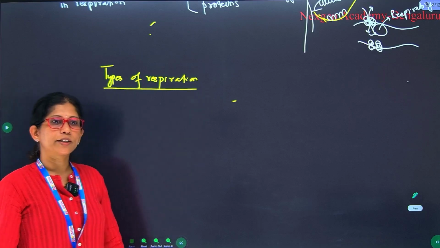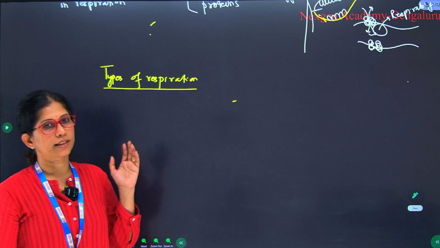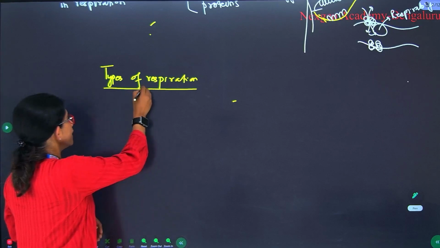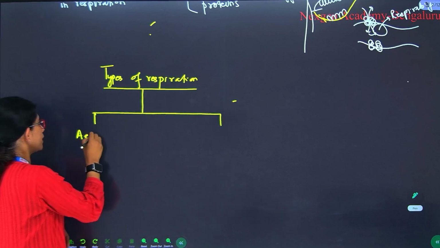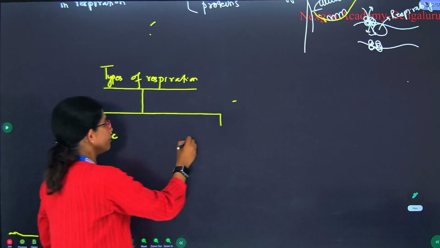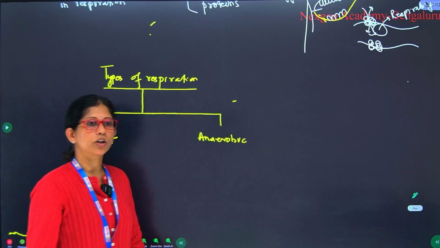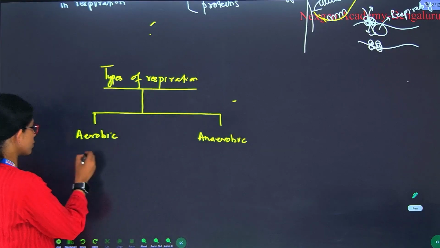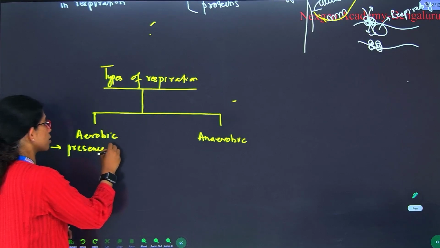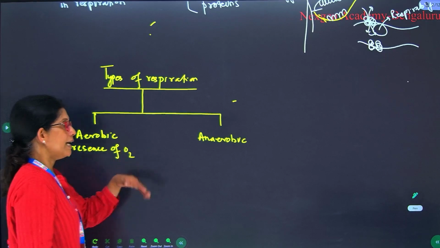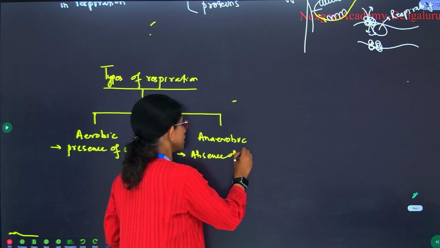So basically, when we talk about types of respiration, we know that there are two main types, that is aerobic and anaerobic. So we have aerobic respiration and anaerobic respiration. Aerobic respiration, we all know, happens in the presence of oxygen, and anaerobic respiration occurs in the absence of oxygen.